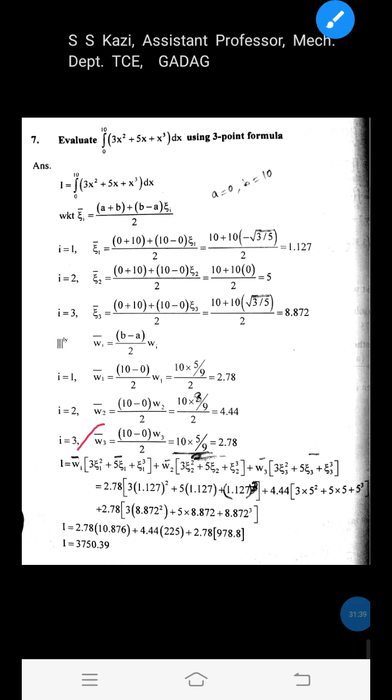W1 bar into bracket f of zeta 1 bar is written as 3 zeta 1 bar square plus 5 zeta 1 bar plus zeta 1 bar cube, plus W2 bar into bracket 3 zeta 2 bar square plus 5 zeta 2 bar plus zeta 2 bar cube. W3 bar into bracket 3 zeta 3 square plus 5 zeta 3 plus zeta 3 cube. Here bar is not mentioned, you just mention it.